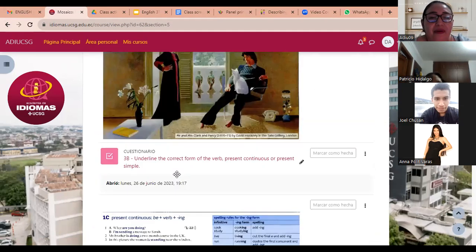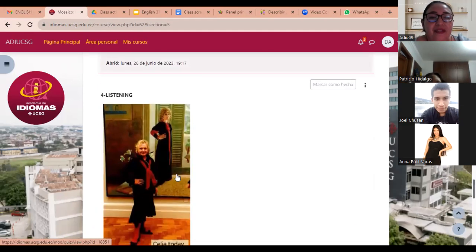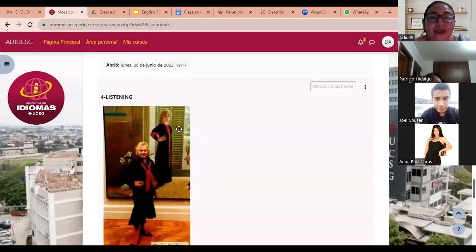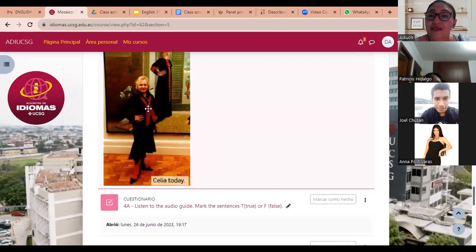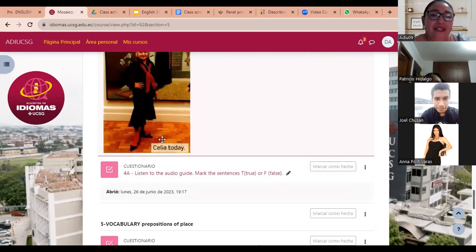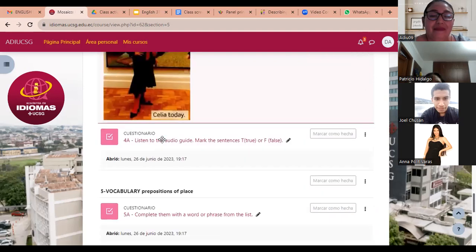Okay, this is where we are. It's this one, right? And this is Celia today. So this was her back in the 70s in the painting, and this is how she looks like today. It's the same lady, but many years after the picture became famous, right? And that's her name, Celia.